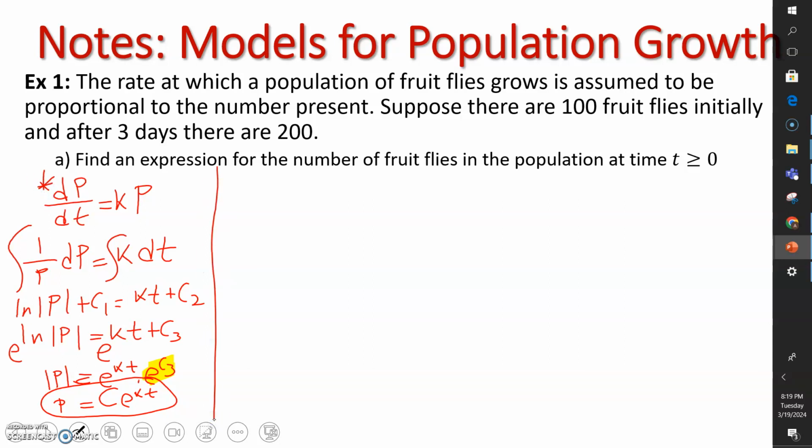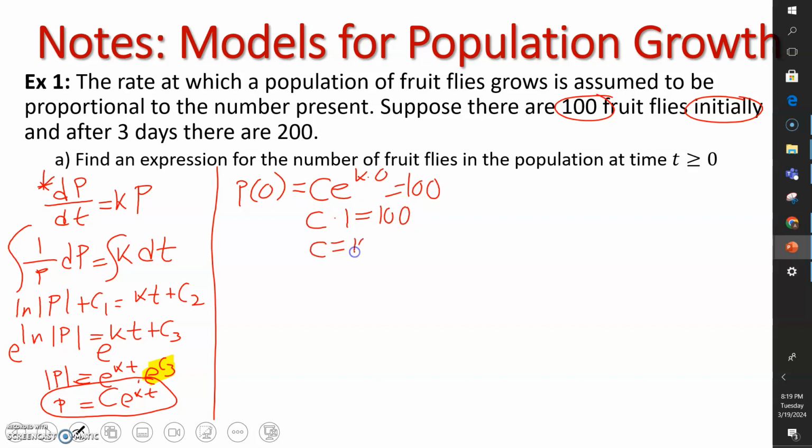Now, once I have that, I'm going to identify my constants, my big C and my k, using the information that was provided in the problem. Now, the problem does tell me that there are 100 fruit flies initially. That is, the population at day 0 is C e to the k times 0 is 100 fruit flies. I know that k times 0 is 0, so e to the 0 is 1, so I have C times 1 is 100, or C is equal to 100. So my model is currently P of t is equal to 100 e to the kt.